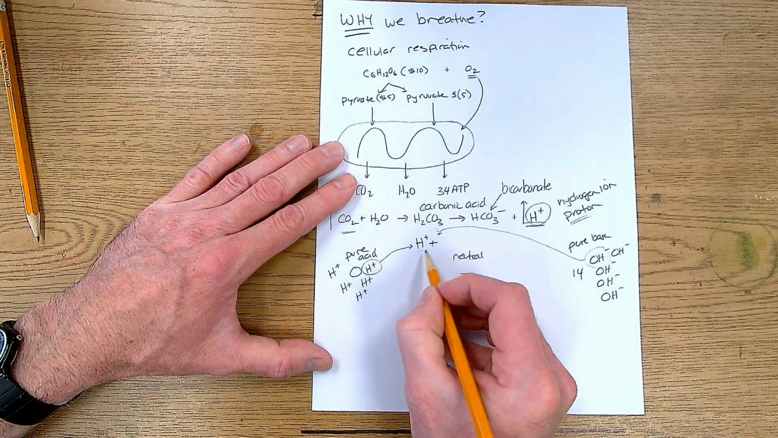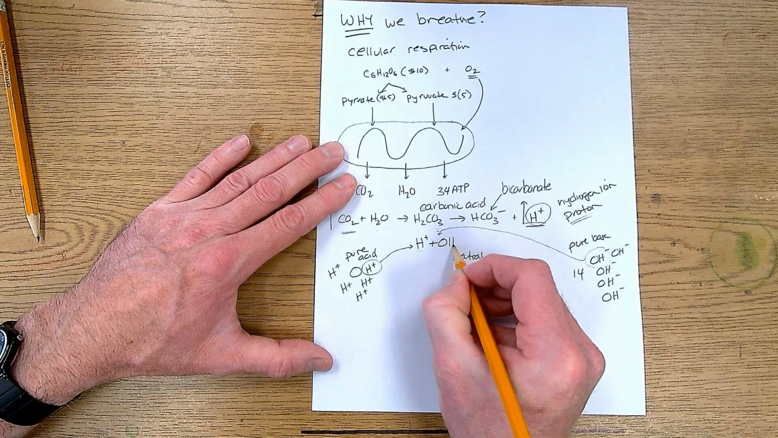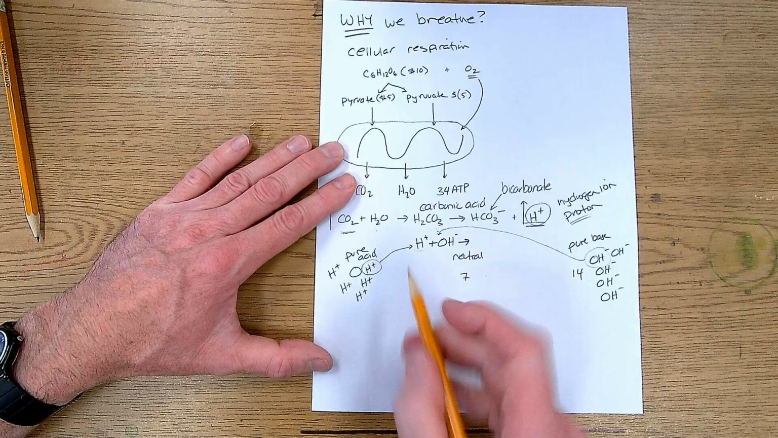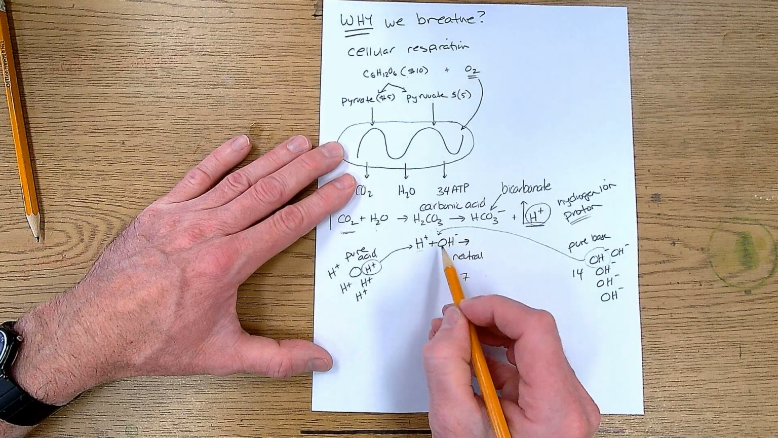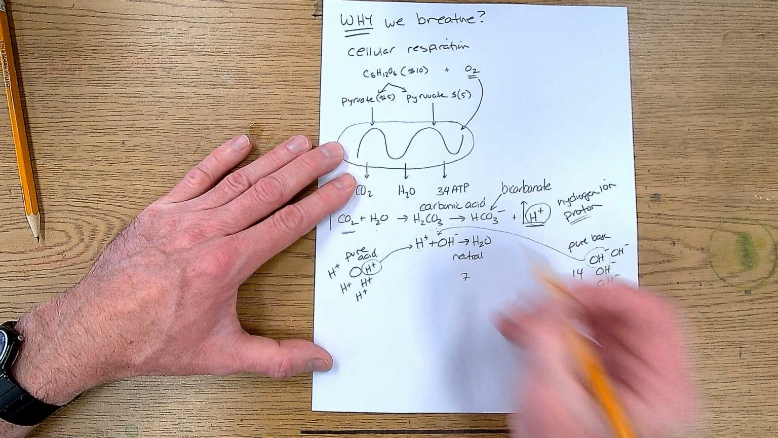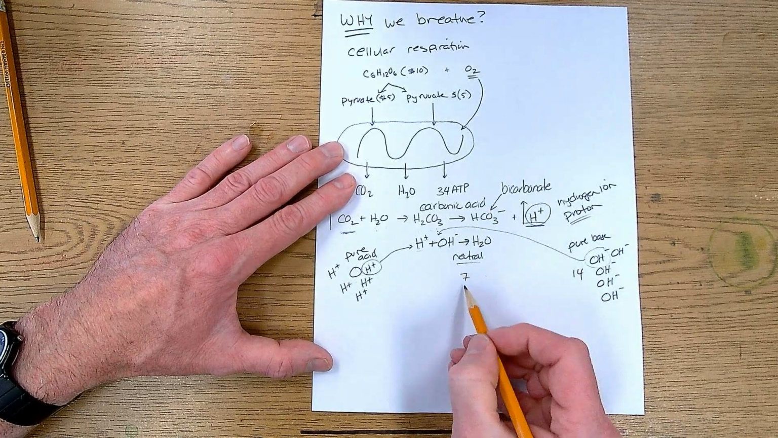So H plus plus OH minus, 1, 2 hydrogens, 1 oxygen, plus and a minus cancel out, and you get water. All right, with a neutral pH of 7.